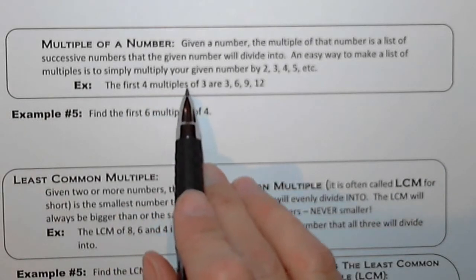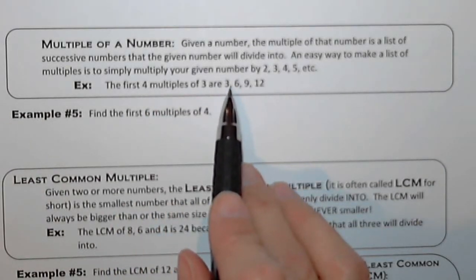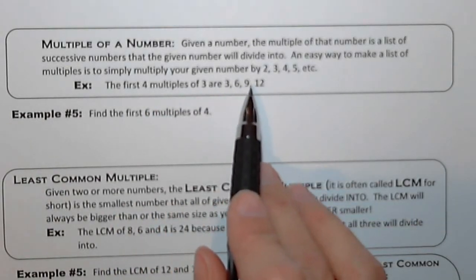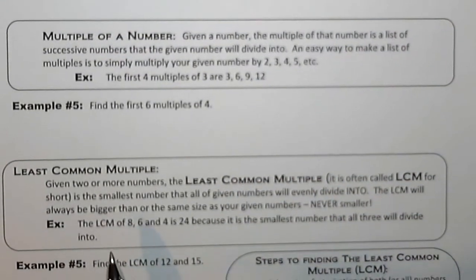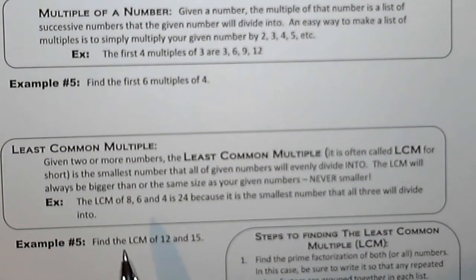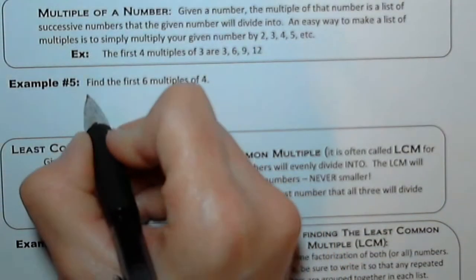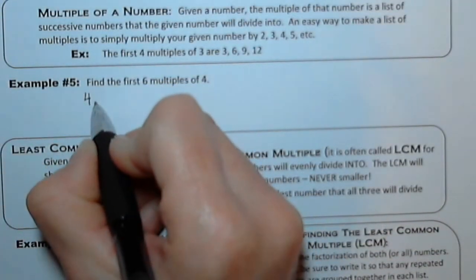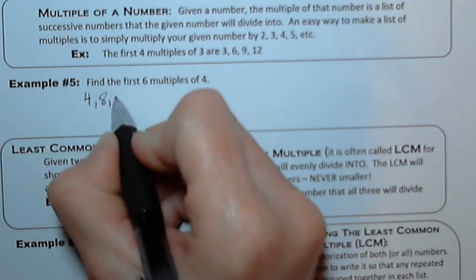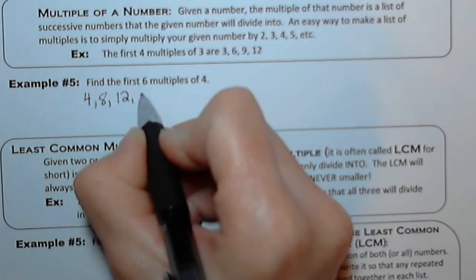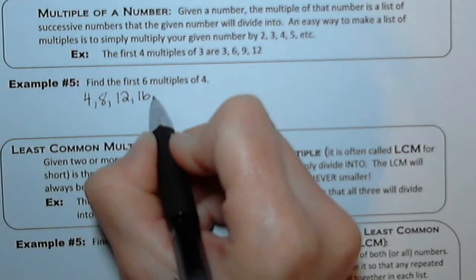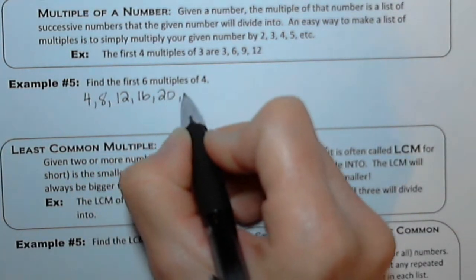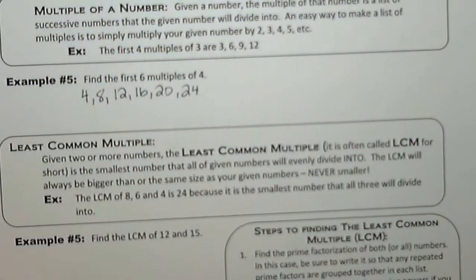So the first four multiples of 3 are 3, and then times 2 is 6, and then times 3 is 9, and then times 4 is 12. So example number 5 is a very brief question that just says, find the first 6 multiples of 4. So 4 times 1 is 4, times 2 is 8, times 3 is 12, times 4 is 16, times 5 is 20, times 6 is 24.